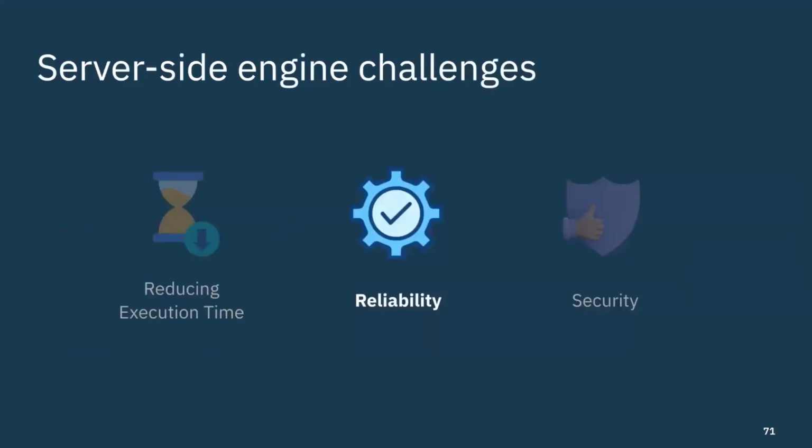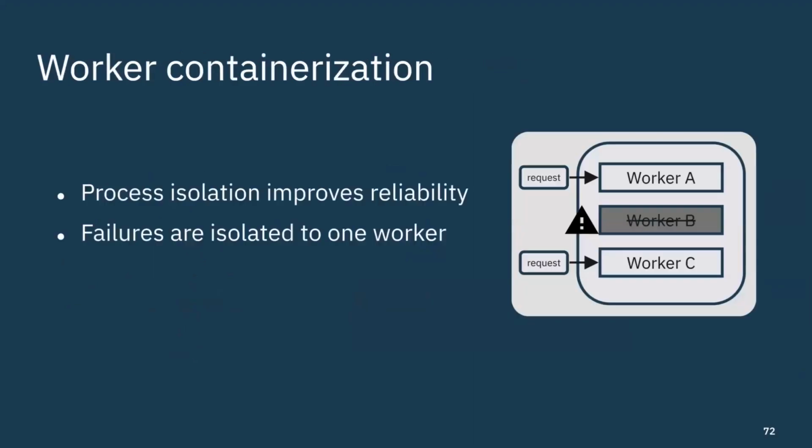Now we'll move on to system reliability. Our workers are containerized, which allows them to run concurrently and in isolation from one another. That means that long-running cells from one notebook won't block other notebooks from executing their own code. And more importantly, if any worker experiences a failure, others could continue functioning as normal.